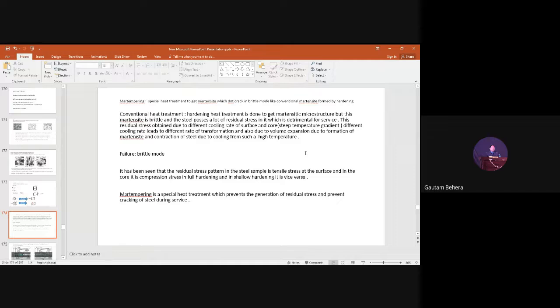But Martempering is very good. Martempering will prevent a lot of these internal stresses. Some internal stresses will be there, but it will reduce the amount of internal stresses in the martensite. Here it is written that the residual stress pattern in the steel sample is tensile stress at the surface and compressive stress in the core in fully hardened, and in shallow hardened it is just the opposite. So Martempering is a special heat treatment which prevents the generation of residual stresses. That means the residual stresses will still be there, but minimized. And it also prevents cracking of steel during service. This is important about Martempering.